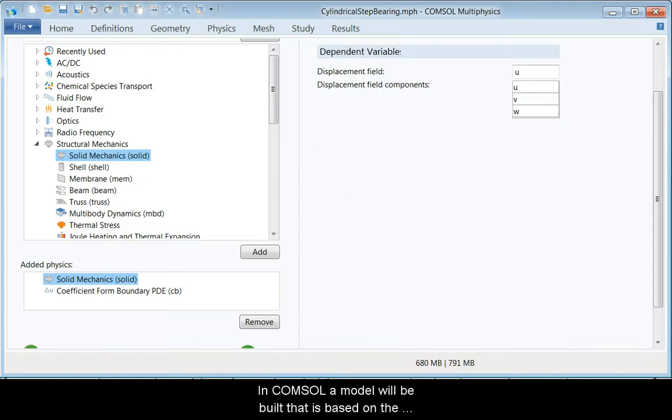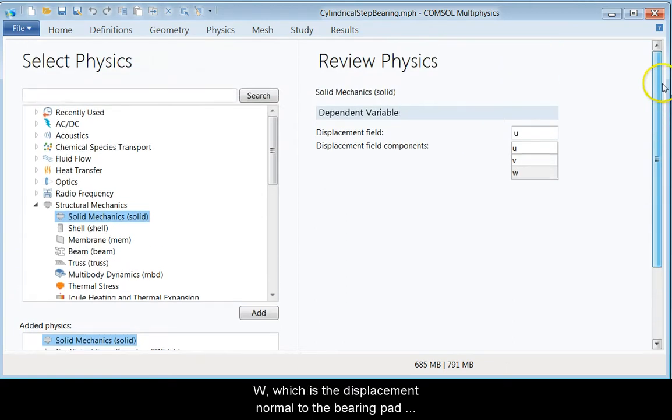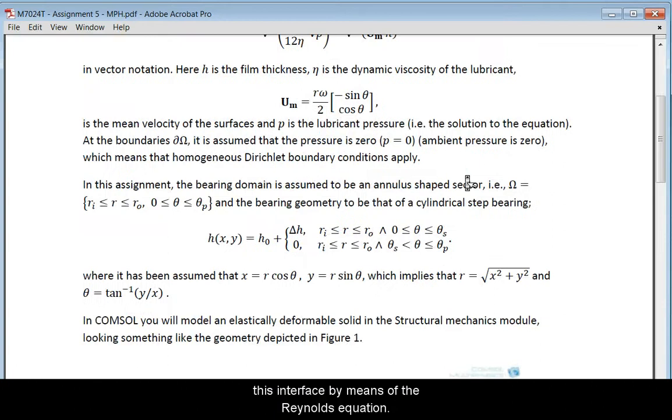In COMSOL, a model will be built that is based on the structural mechanics physics. This physics lets you model the elastic slab of material that in this case will be representing the bearing collar. In the structural mechanics physics, it is the displacement field which is the dependent variable. w, which is the displacement normal to the bearing pad surface, will alter the gap between the bearing and the collar. The gap between the bearing and the collar is known as the film thickness when modeling the thin film flow in this interface by means of the Reynolds equation.